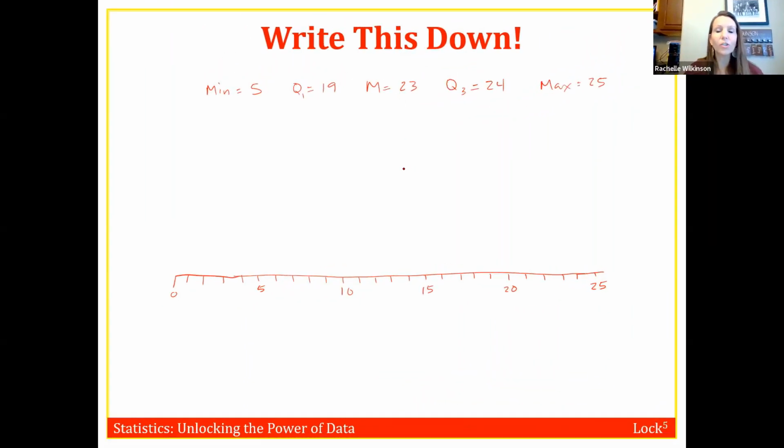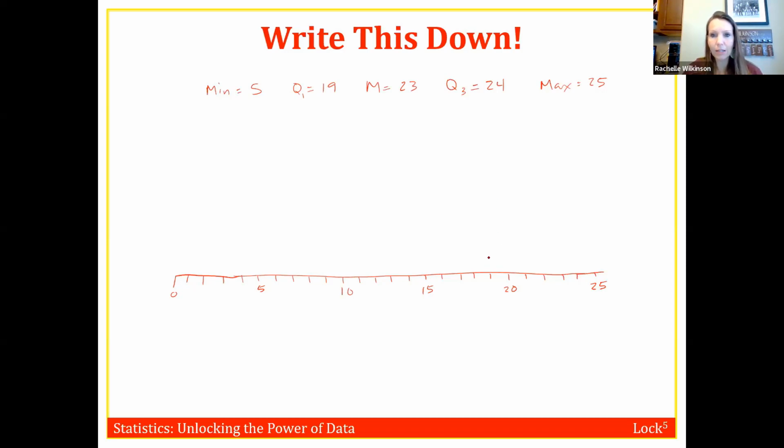Once we've got our axis, the first thing we're going to do is create the box part of the box plot. The box is going to go from Q1 up to Q3 with a line in the middle for the median. So what I do is I draw 3 lines, one for Q1, one for the median, one for Q3. The first one, Q1, was 19.